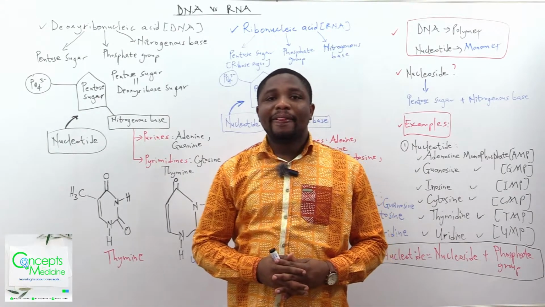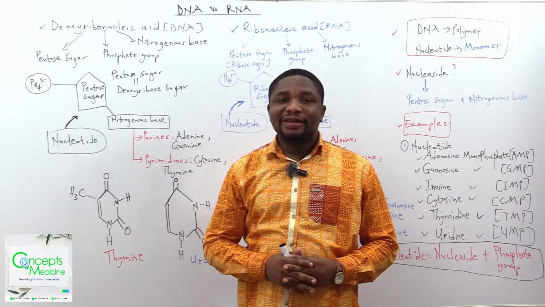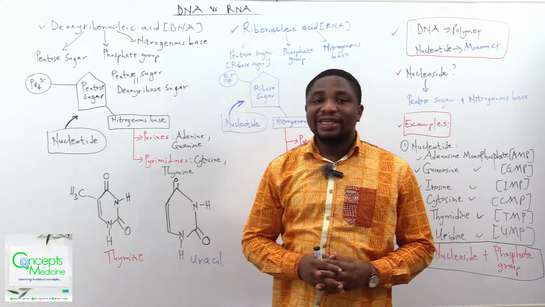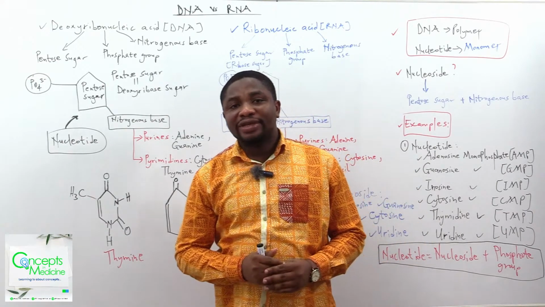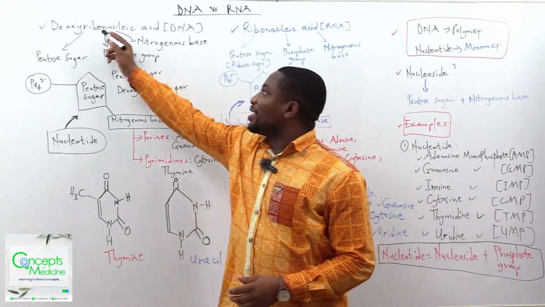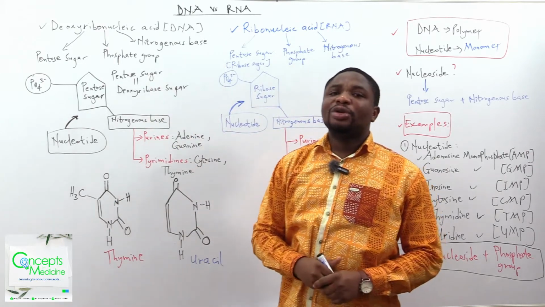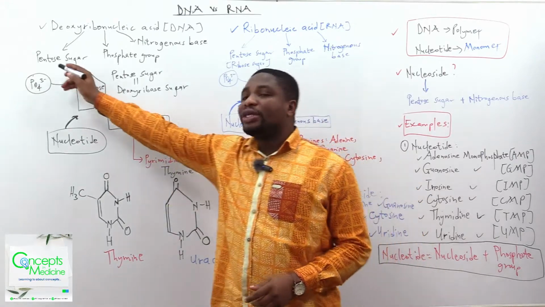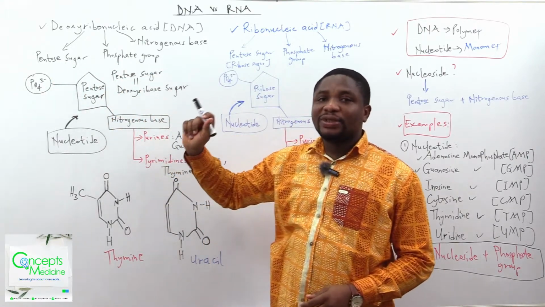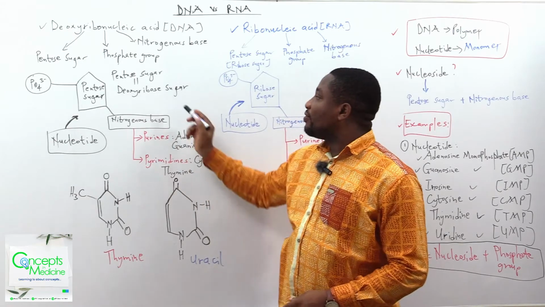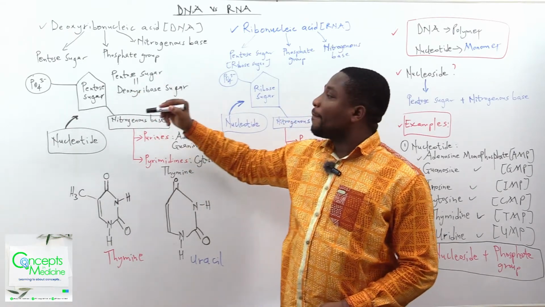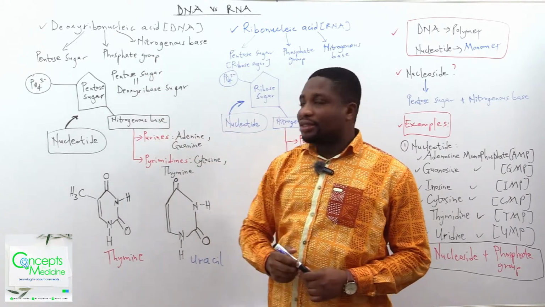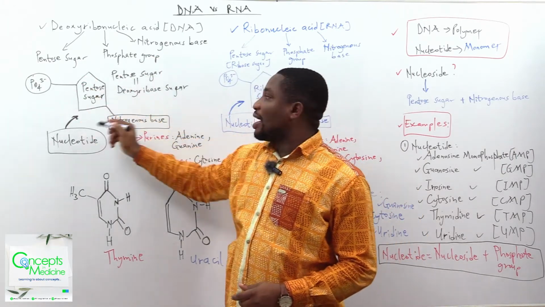In today's tutorial, we are going to be looking at the DNA versus the RNA. Let's begin. So when we talk about the DNA, it stands for deoxyribonucleic acid. And the deoxyribonucleic acid is made up of three structures. We can talk about the pentose sugar. In this case, for the DNA, it will be made up of the deoxyribose sugar. Then we have the phosphate group, and finally the nitrogenous base, depicted in the structure as follows.